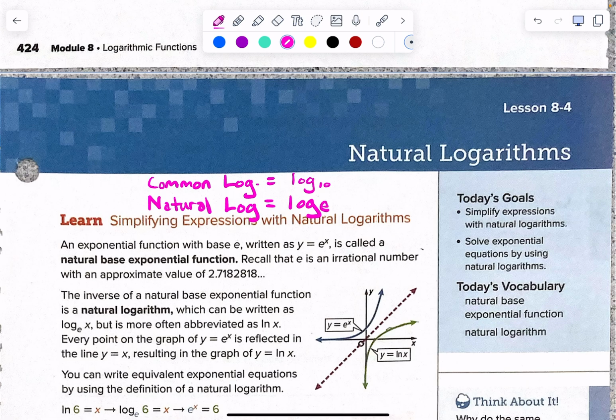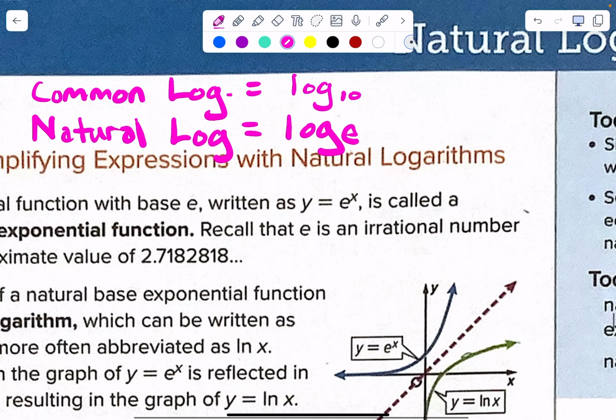A natural log is a log with base of E. Natural log is log base E. Log base E has a special name. Kind of like in your calculator, log base 10, you can just type in log, L-O-G. Log base E in your calculator is called LN for log natural or natural log.